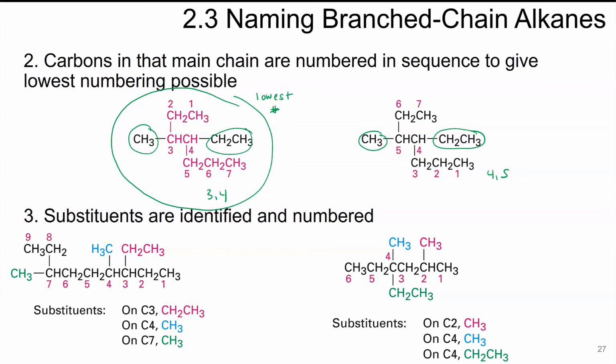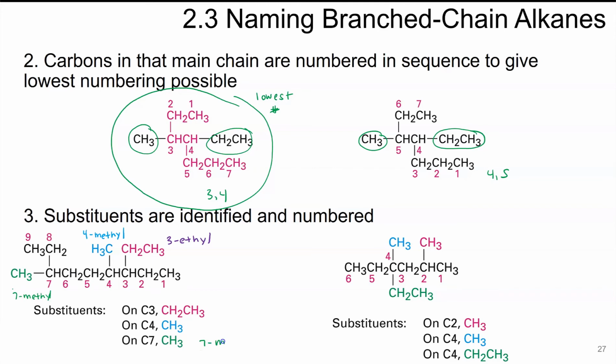Third, substituents are identified and numbered. So once you've numbered the long chain in an order that gives it the lowest numberings, then we number and name where each of the groups are. This first one here, this is a CH2CH3 on the 3rd carbon, so this would be 3-ethyl. This is a 4-methyl, because there is 1 carbon. This also has 1 carbon. This would be 7-methyl.